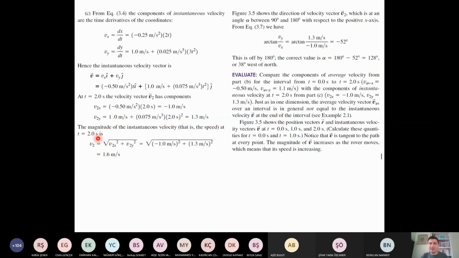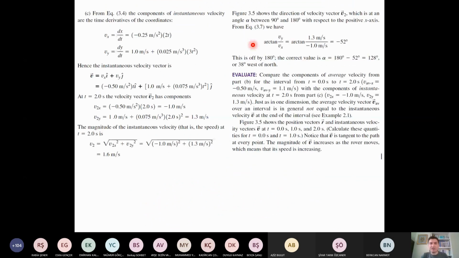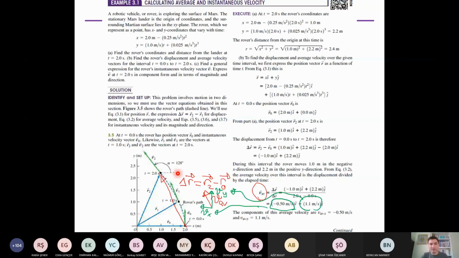And if you would like to find the angle when the time is 2 seconds, what is the angle between the positive x direction and this instantaneous velocity? The angle is given by arctangent of Vy over Vx, with this expression. Then alpha is 128 degrees. The angle between the positive x direction and the instantaneous velocity vector. This is the alpha. Do you have any question related to this example?